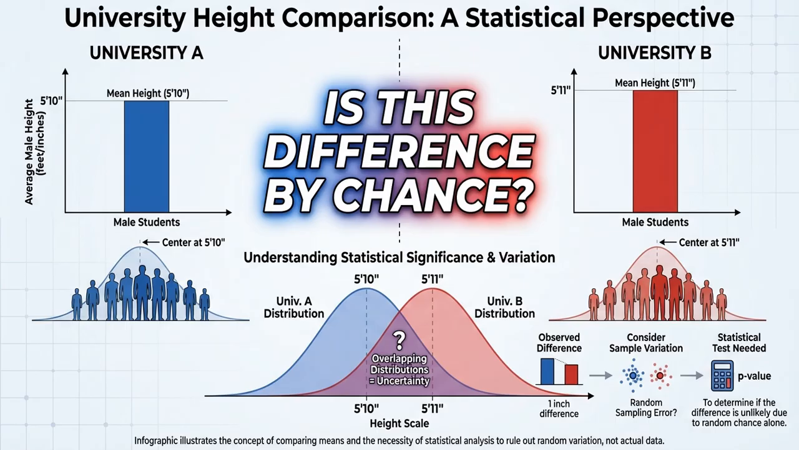Let's start with a question. Imagine we have two universities, University A and University B. At University A, the average height of male students is 5 foot 10. At University B, it's 5 foot 11. That's about a 1 inch difference. The question is, how likely is it that this 1 inch difference happened just by chance? Or is there a real difference in height between the male students at the two universities?